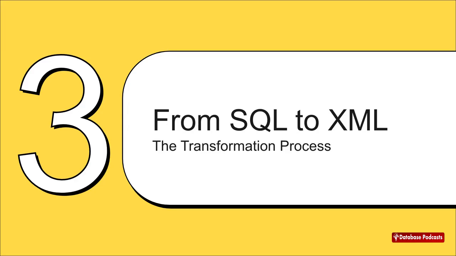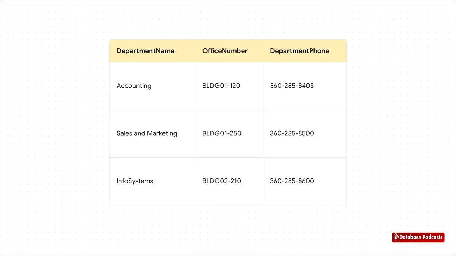Okay, this all sounds great in theory, but how does this actually work with a real database? How do you actually get that clean, structured data out of a table and into one of these fancy XML documents? Let's start with something we all recognize. Here's a simple department table from a relational database. We've got our columns, we've got our rows. It's the exact kind of structured data we've been talking about. Now, let's see how we work some magic on this.